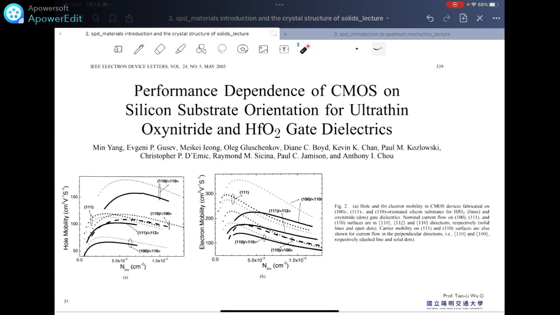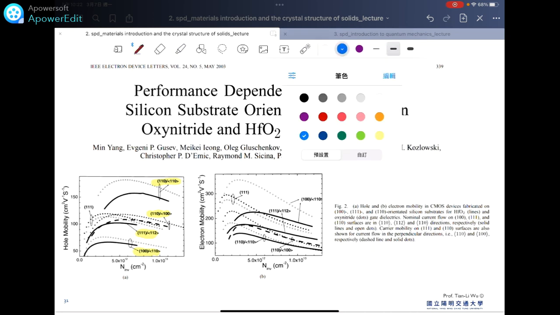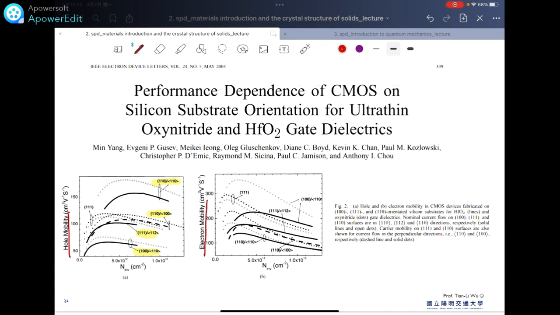Okay, so this is some more detail about the paper. You can see it's already mentioned here how the different bracket styles of the Miller index mean something different. In here, they tried to measure the 110 versus 110, which use two different kinds of brackets. As long as you have an understanding of the Miller index, it would not be difficult for you to understand this paper. This is described for the hole mobility, and this is described for the electron mobility.